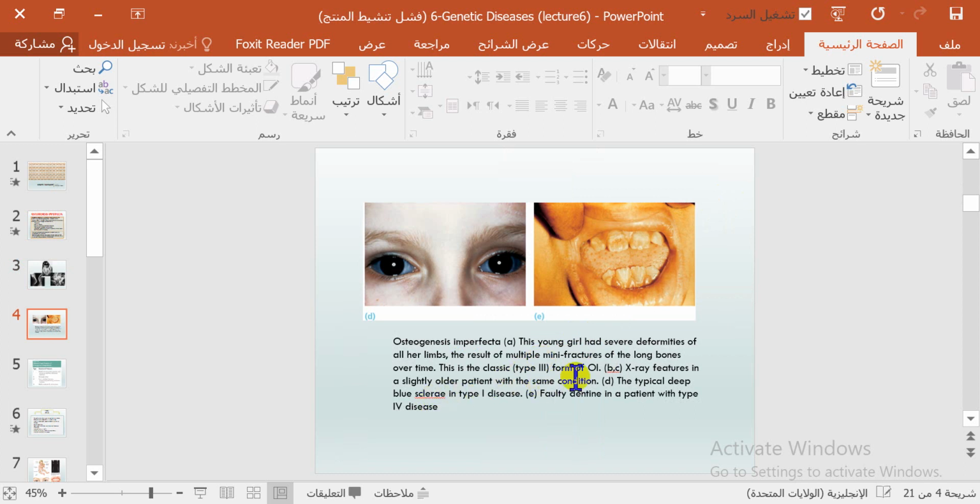Classic type 3 form of osteogenesis imperfecta. Typical deep blue sclera in type 1 disease. The cause of blue sclera is the reflection of the light on the retina, because the sclera is transparent. Faulty dentin in a patient with type 4 disease. This is dentinogenesis.